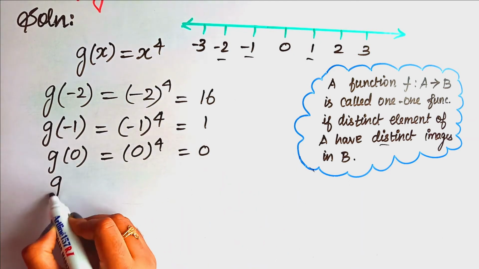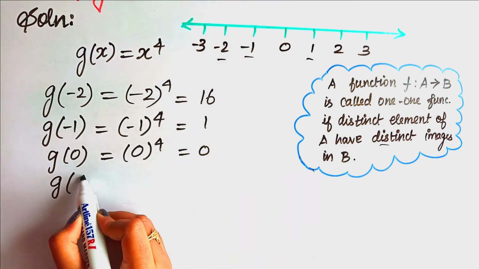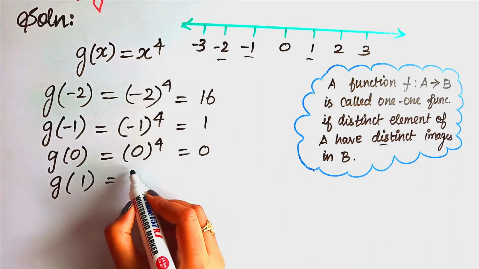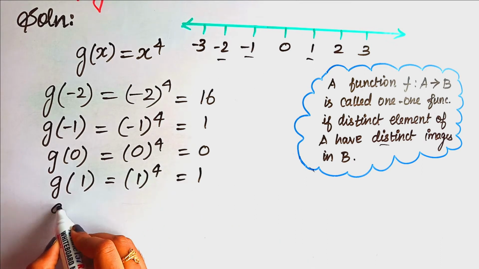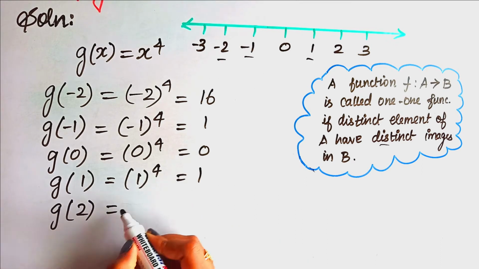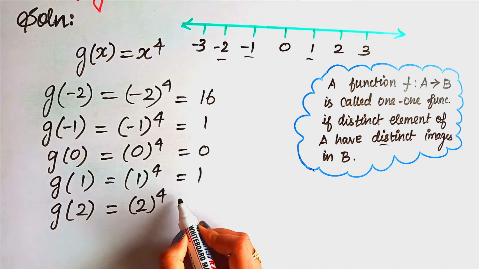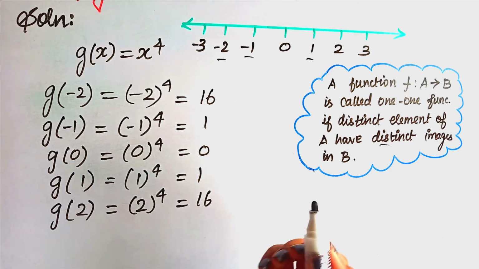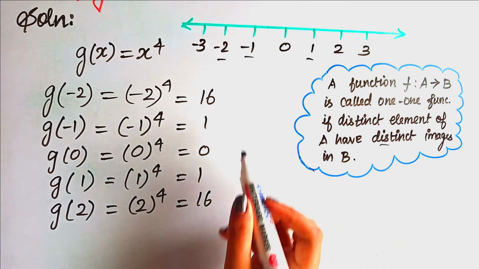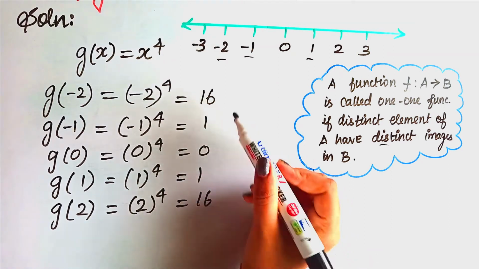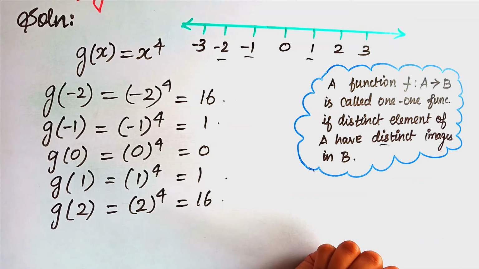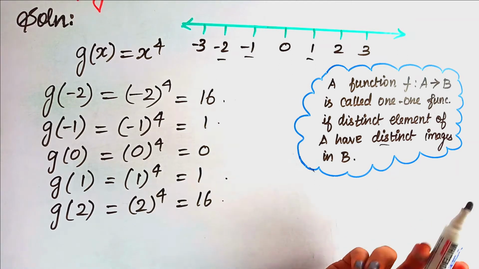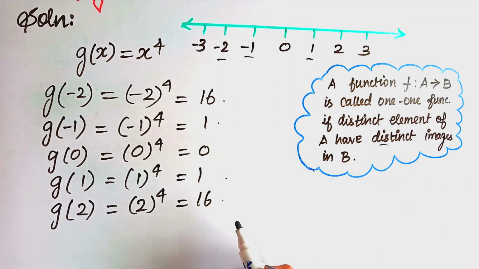And then here g of the next number 1, so g of 1 is equal to 1 power 4, which will be again 1, and then g of 2 is equal to 2 power 4. So 2 power 4 is nothing but 16. So here you can see that 1 and 16 are repeated. 1 is here, 1 is here, and 16 is here, 16 is here. So they are repeated, so you can see that this is not a one-to-one function.